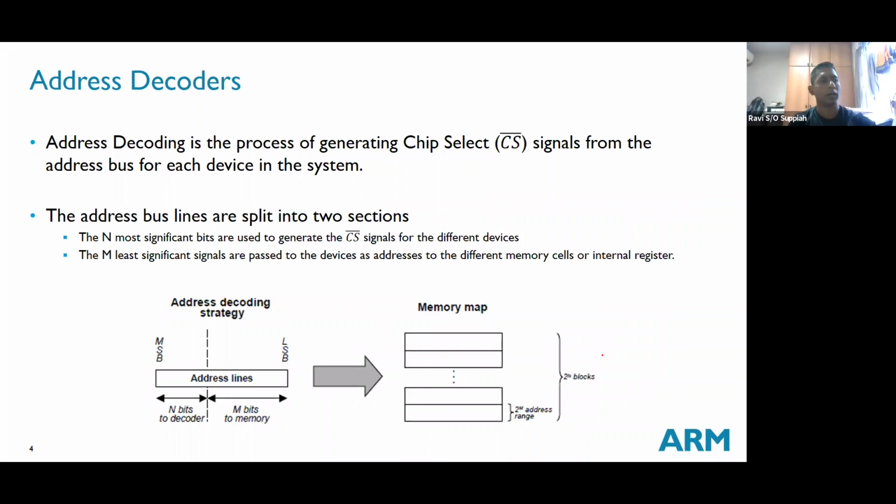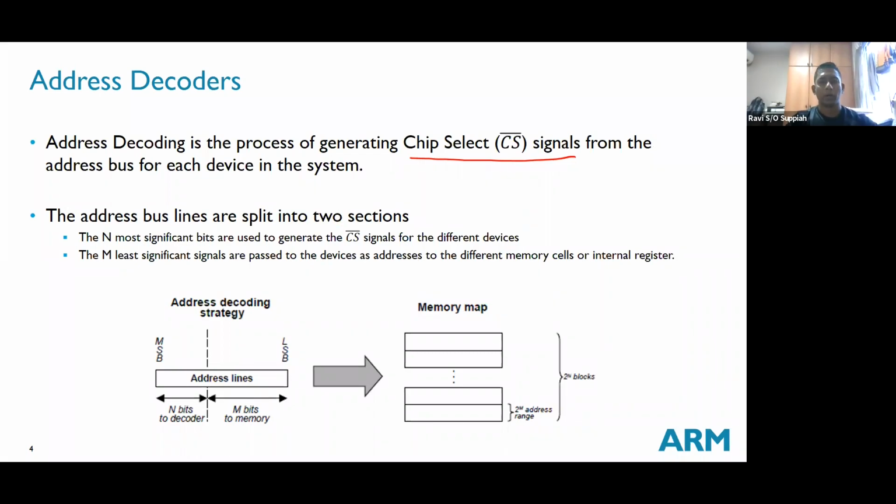So the whole idea of designing address decoders, or address decoding, is to ensure that you generate the correct chip select signal for the address bus. What is this chip select signal? It is basically a pin on a peripheral that activates it.